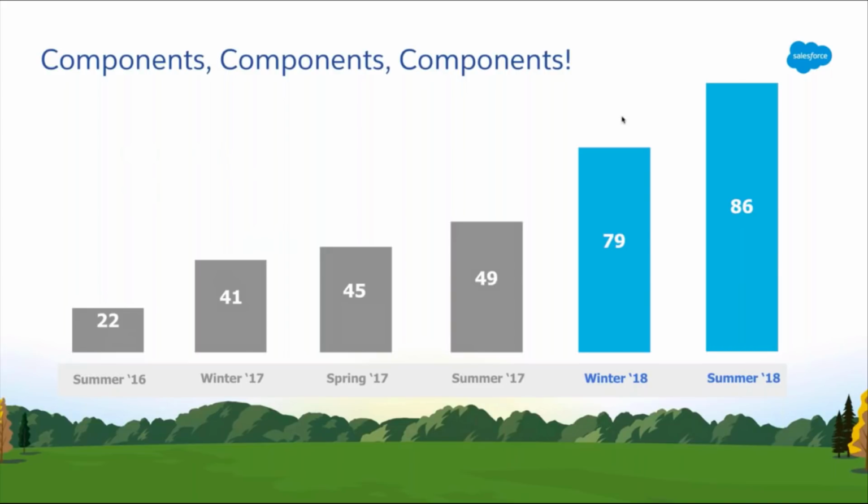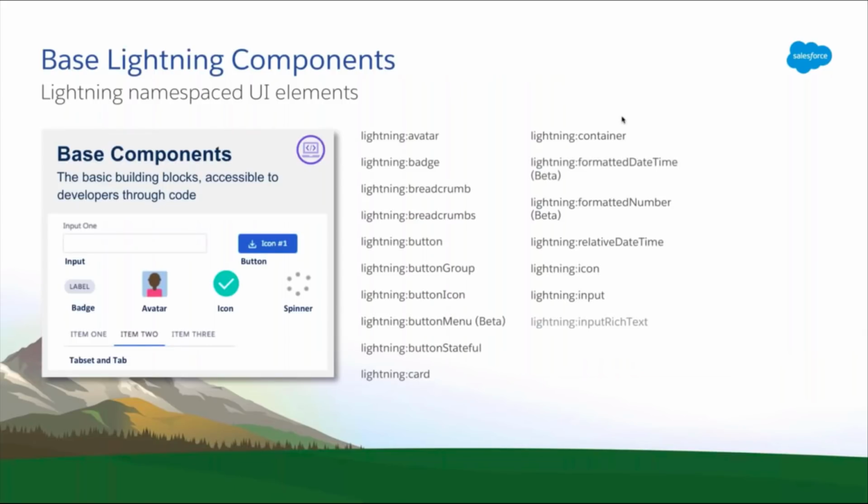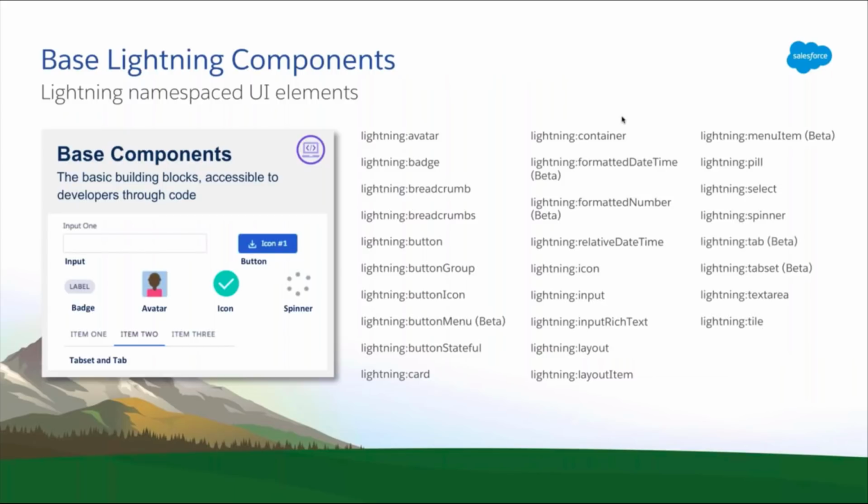And just to give you sort of an idea of what's out there, there's just a ton of things out there. And I just realized as I'm looking at this that there's a bunch of things that are marked there as beta, and I want to let you know what that means. First of all, that tab and tab set and formatted date time and formatted number, I need to remove the beta designator on that because with the summer release, we have removed their beta designation. They are now GA. Button menu will be GA very shortly.